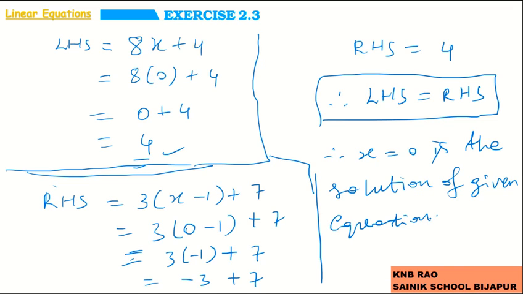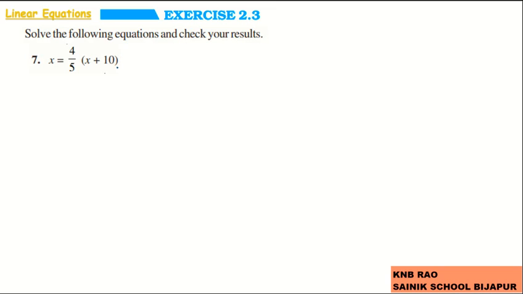Okay. Now, coming to question number 7. In question number 7, watch carefully. We have got the variable term on the left hand side also. x equals 4 by 5 into x plus 10. See students, here we have 4 by 5 as one multiplicand and x plus 10 as another multiplicand. Since this is a fraction, we think that this is a tough question.